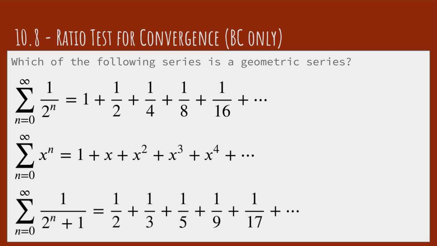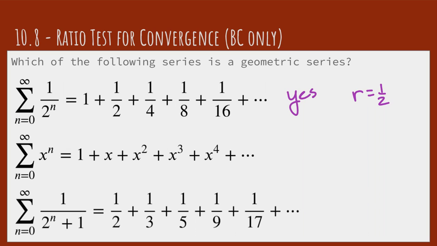Looking at this first example, it is a geometric series and it has a common ratio of 1/2. So we not only know it's a geometric series, but because the common ratio is 1/2, this series is going to converge. We can also, with geometric series, figure out what that sum is going to be, but we're not interested in that right now.